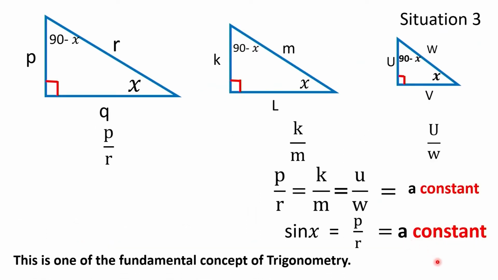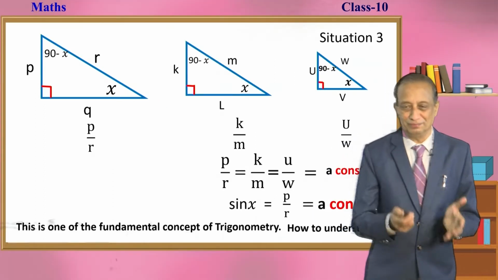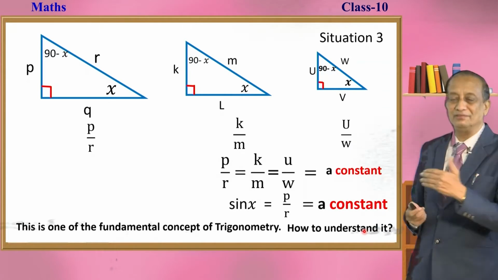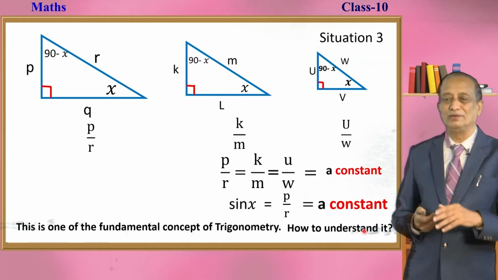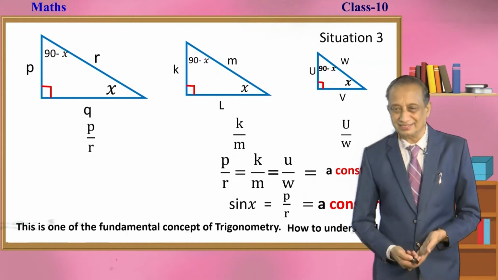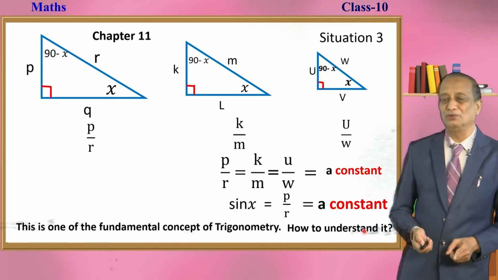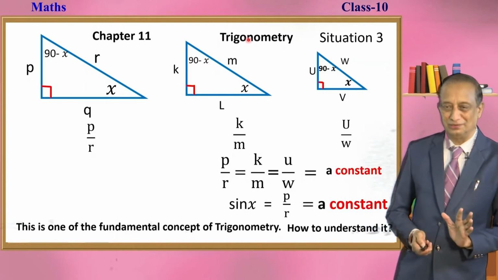Okay. This is one of the important fundamental concepts of trigonometry. So, how to understand this is the challenging question for you. How p by r, k by m, u by w, if the angles are equal, the ratios are equal to a constant. You need to understand this. We are going to share this with you in chapter number 11, called trigonometry.